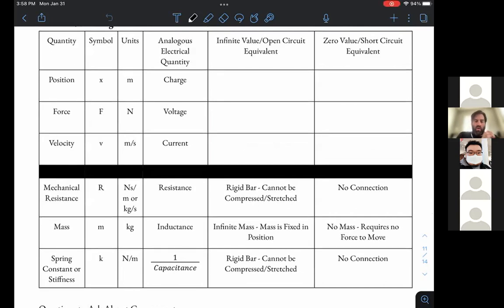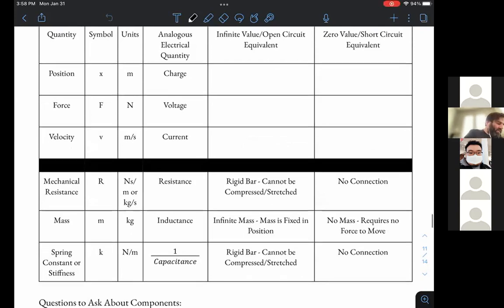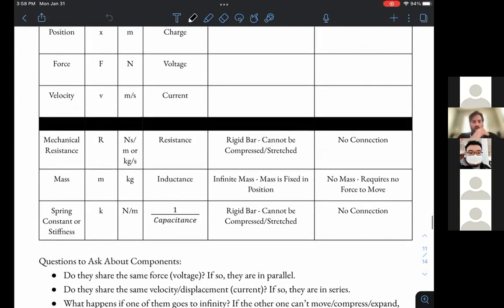Then I have these 2 columns, and they are what happens if you take K or R or M to an infinite value, which is going to be the electrical equivalent of an open circuit. What does it become? For a damper, it becomes a rigid bar. It can't be compressed or stretched. It's still a connection, still a link, but it won't be stretched or compressed, and it has 0 mass. They always have 0 mass in our world.